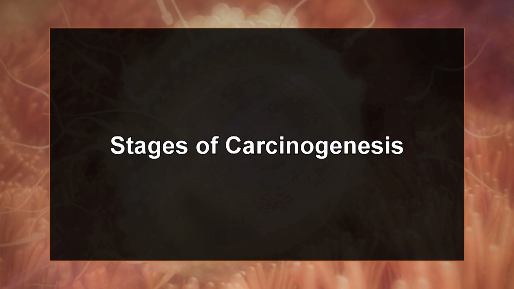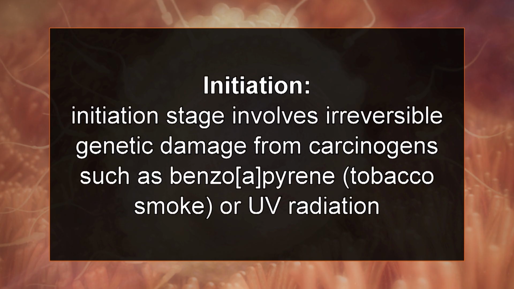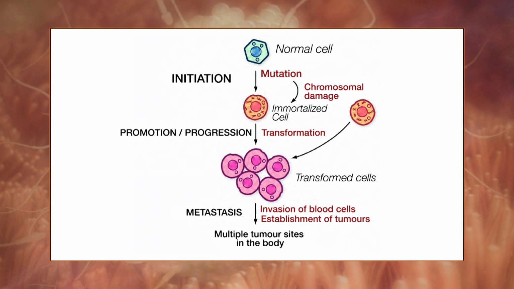Moving on to stages of carcinogenesis. Number 1, initiation. The initiation stage involves irreversible genetic damage from carcinogens such as benzo(a)pyrene, tobacco smoke, or UV radiation. Mutations often arise in Kirsten rat sarcoma viral oncogene homolog or KRAS, or TP53 genes. If unrepaired, these lesions are fixed during replication, producing permanently altered initiated cells.